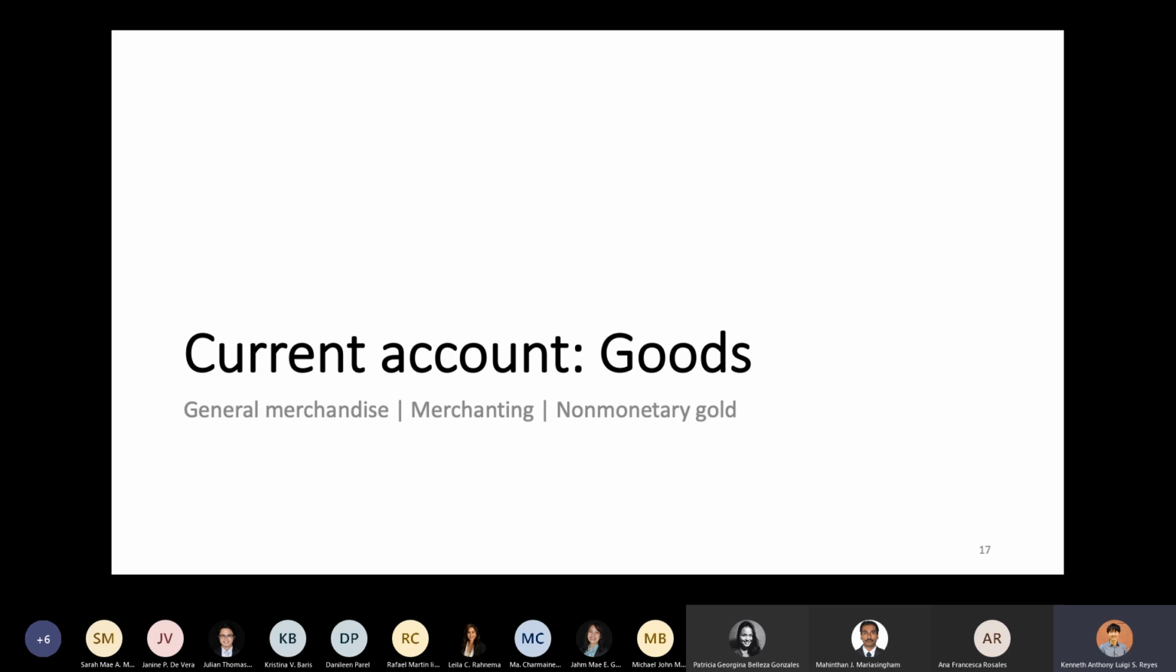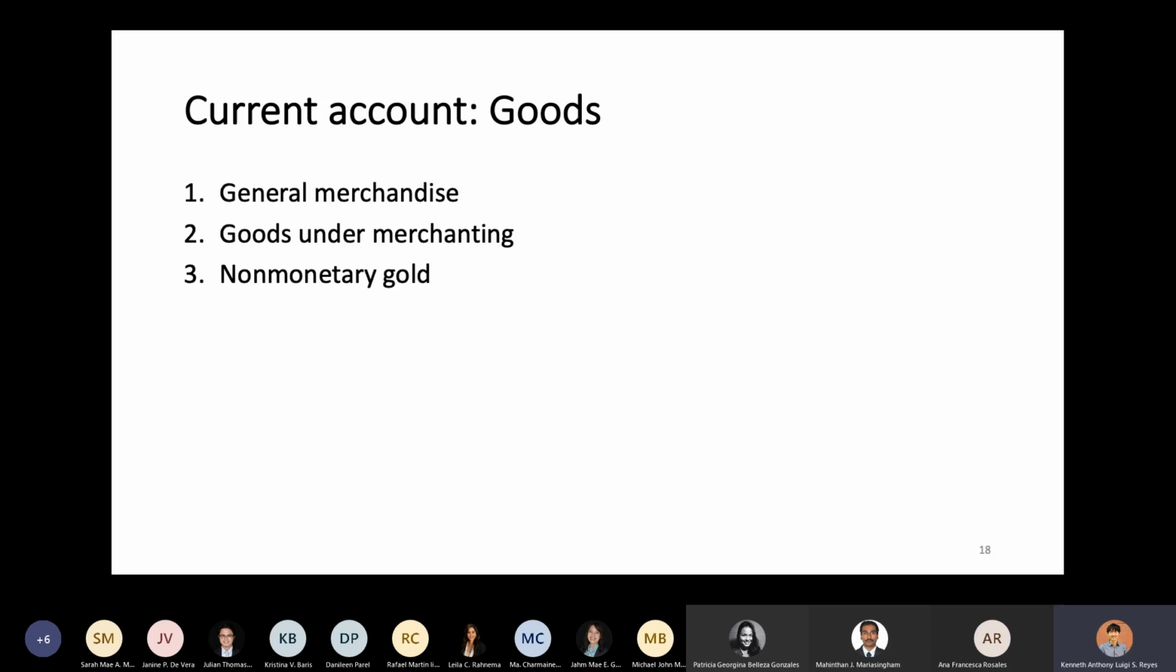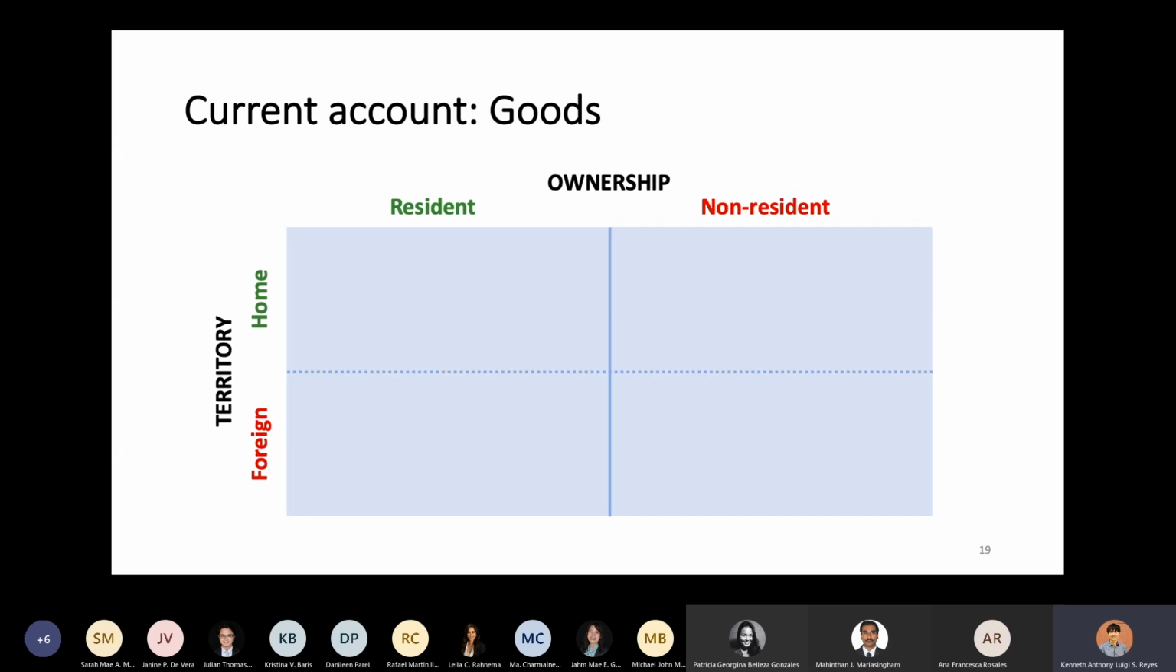All right, now I'm going to talk about the details of each of the components of the current account, beginning with the goods portion. Under goods in current accounts, there are three general headings. We have general merchandise, goods under merchanting, and non-monetary gold. So general merchandise is the bulk of this subcomponent. To fix ideas, consider this diagram.